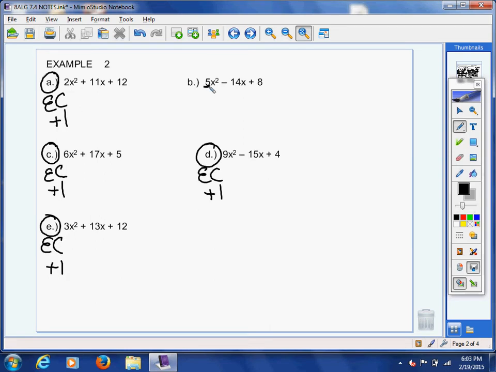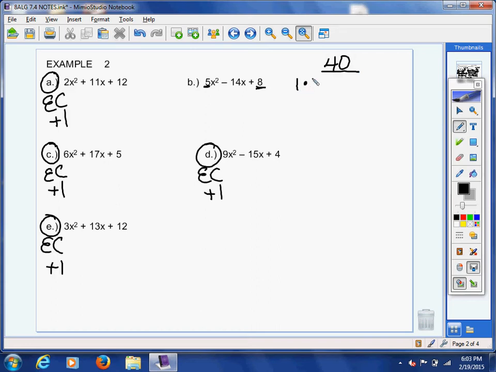B, we have a coefficient out in front. So remember, 5 times 8 is positive 40. So I need factors of 40 that add up to be negative 14. So I'm going to need some negative factors here because my middle term is negative. So if you have a negative sign anywhere in there, you're going to have to use some negatives.